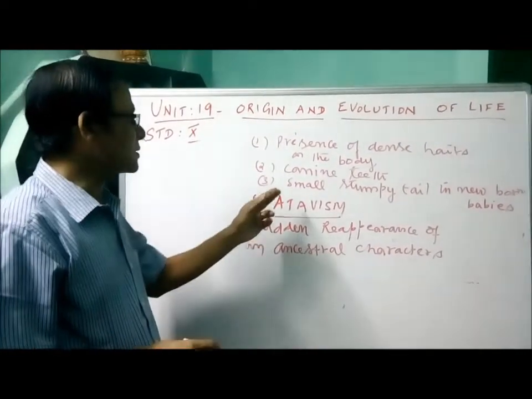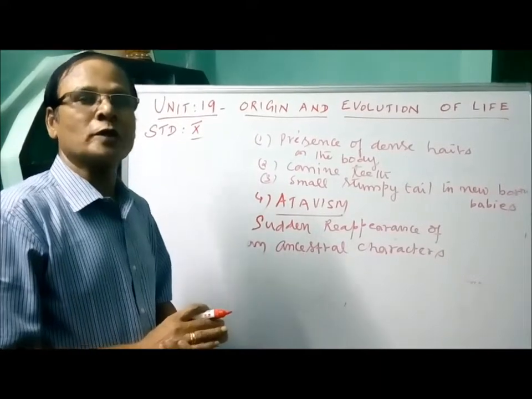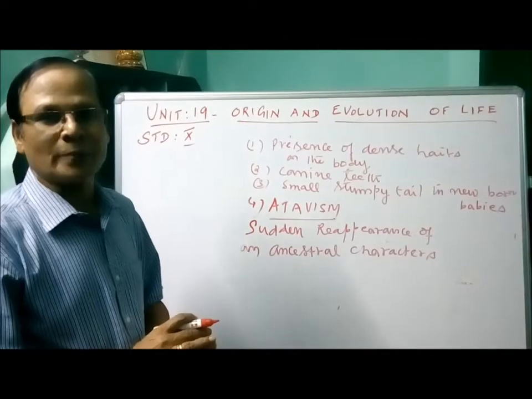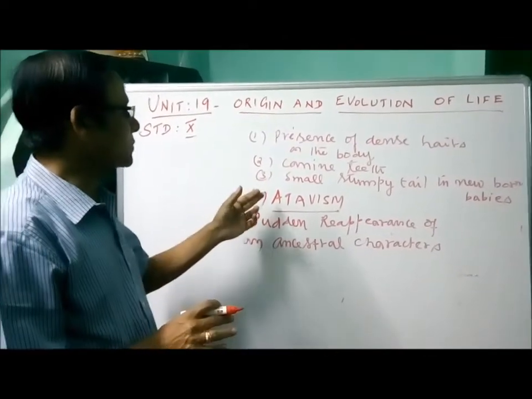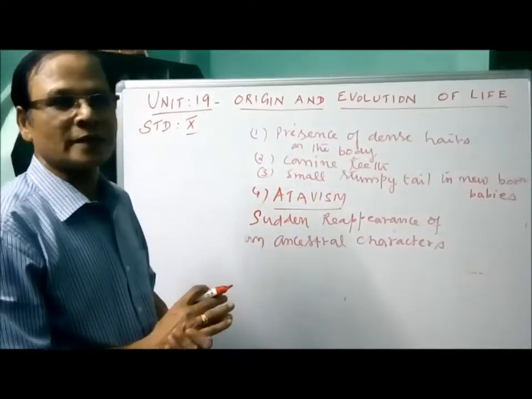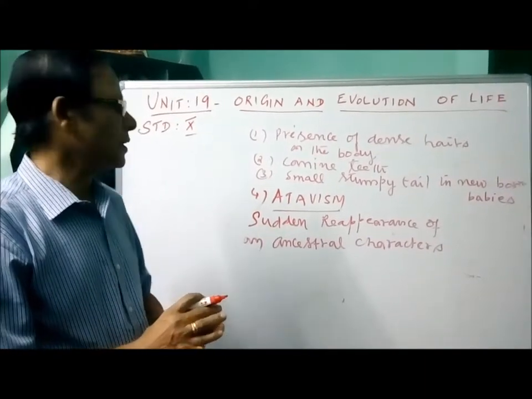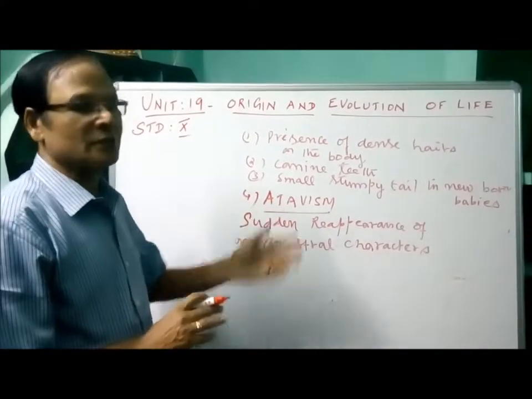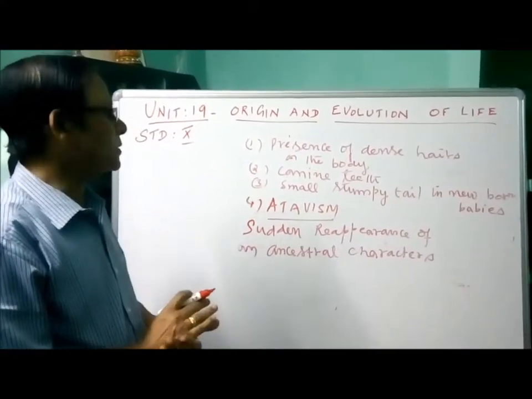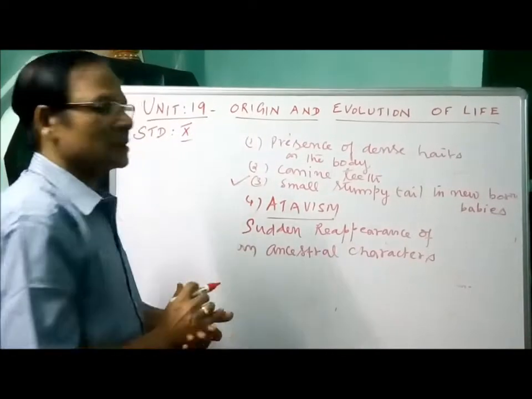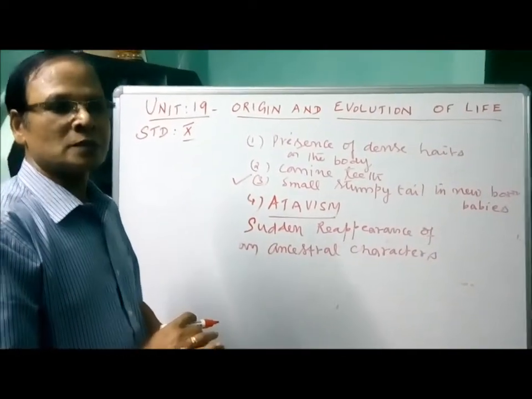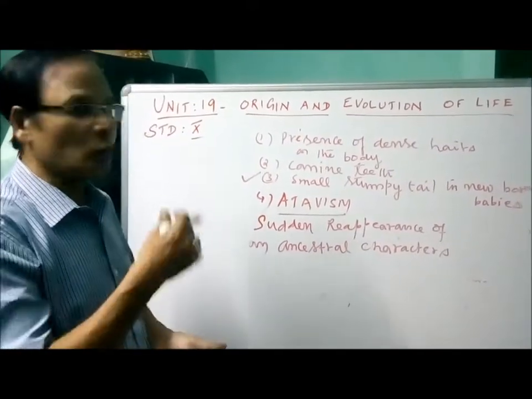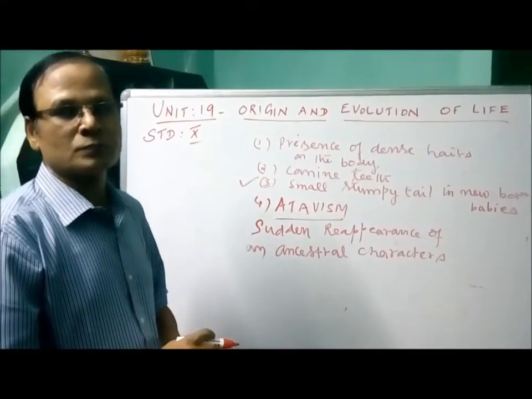Another one: in some newborn babies, not in all cases, in a rare instance, a small stumpy tail is present at the back. It is also the reappearance of an ancestral character. Our ancestors had a tail and that was repeated, and that reappearance is called atavism. I'll show the pictures of the small stumpy tail. You can see the vestigial organs, the homologous organs and analogous organs in colorful pictures while we are passing through the videos.